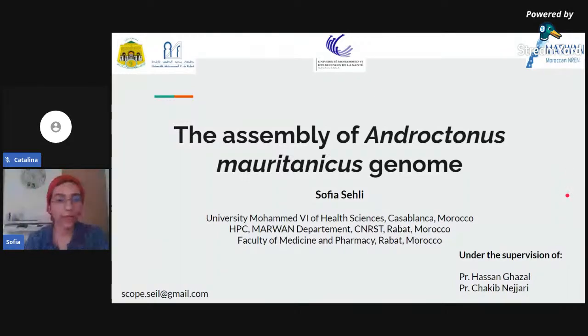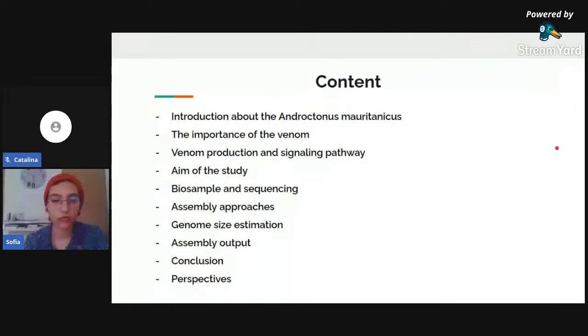So I'll start by introducing the Androctonus mauritanicus scorpion, then the importance of the venom production and signaling pathway, the aim of the study, biosample and sequencing, the two assembly approaches and how we estimated the genome size, our assembly outputs, conclusion, and perspectives.